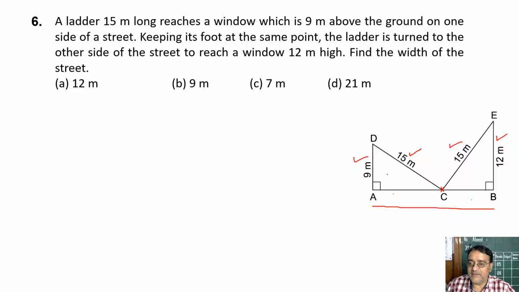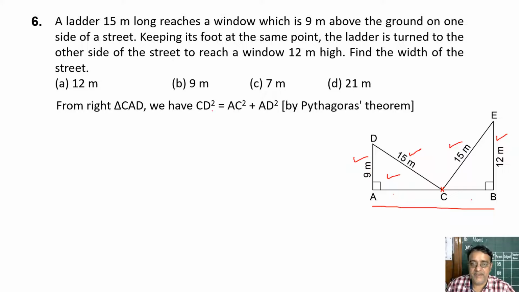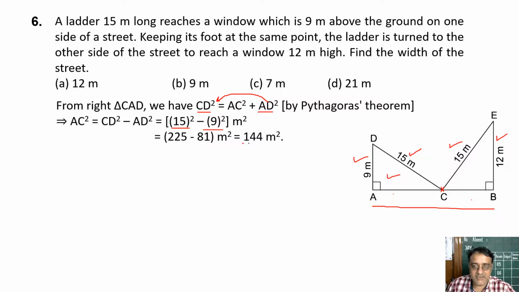So let us start with the first triangle, triangle ACD. So CD square is equals to AD square plus AC square. So CD is given 15 and AD is given 9. Otherwise, what we can do, we can shift this to this side. Then we can substitute. That is 15 square minus 9 square. So 225 minus 81. This is equals to 144. So इसका square root 12 meter, right.